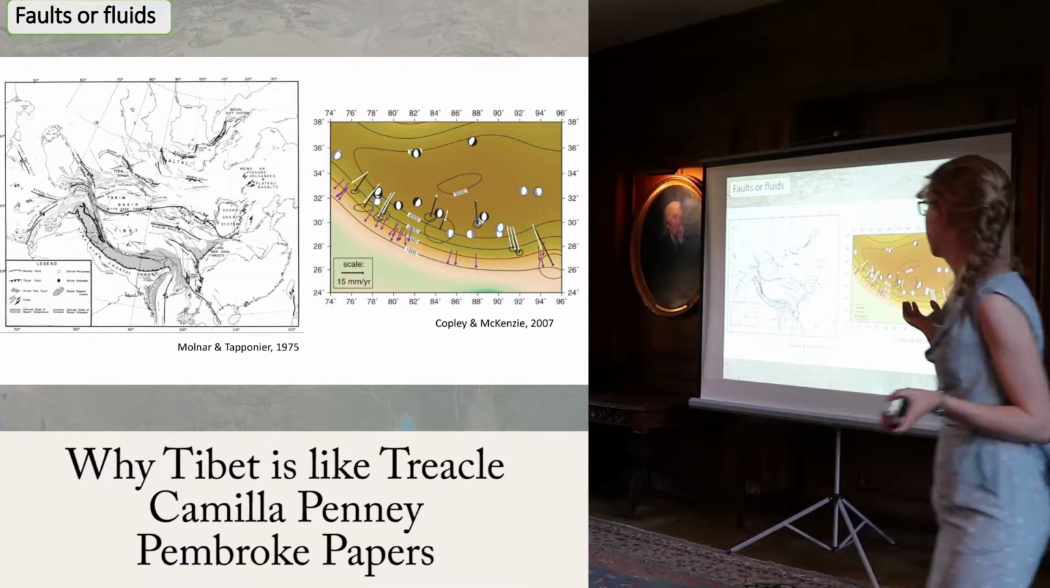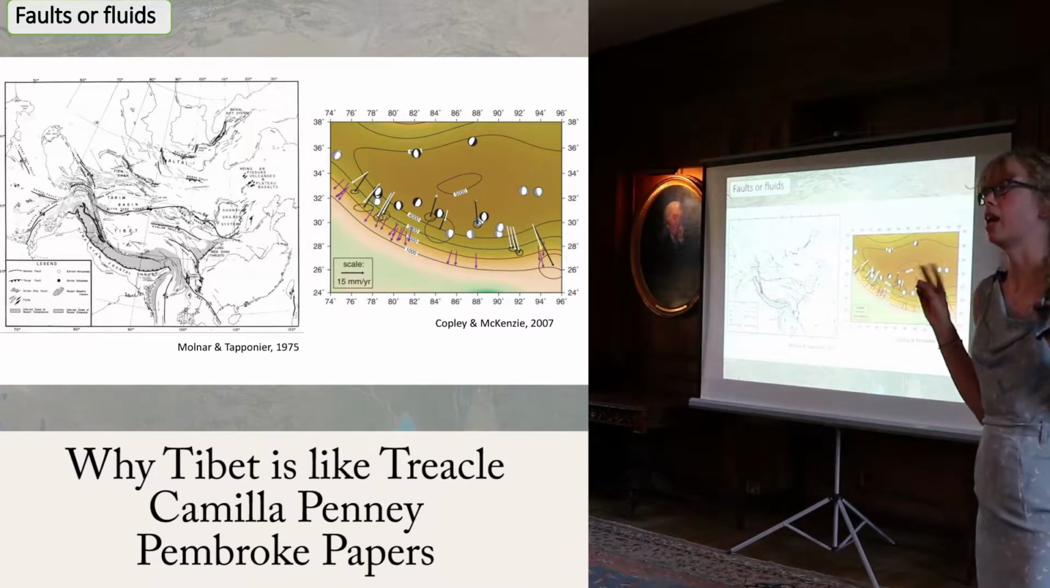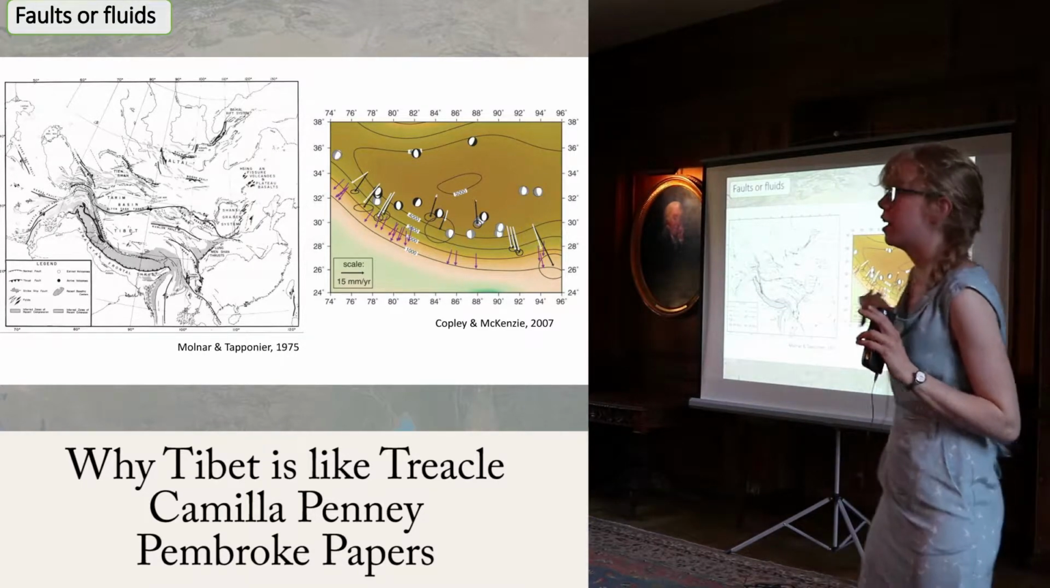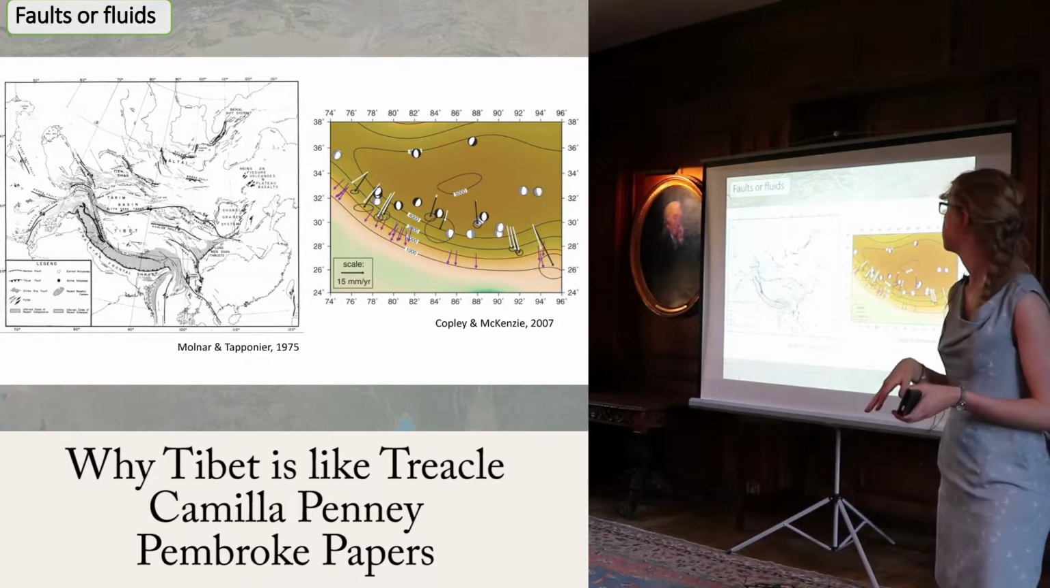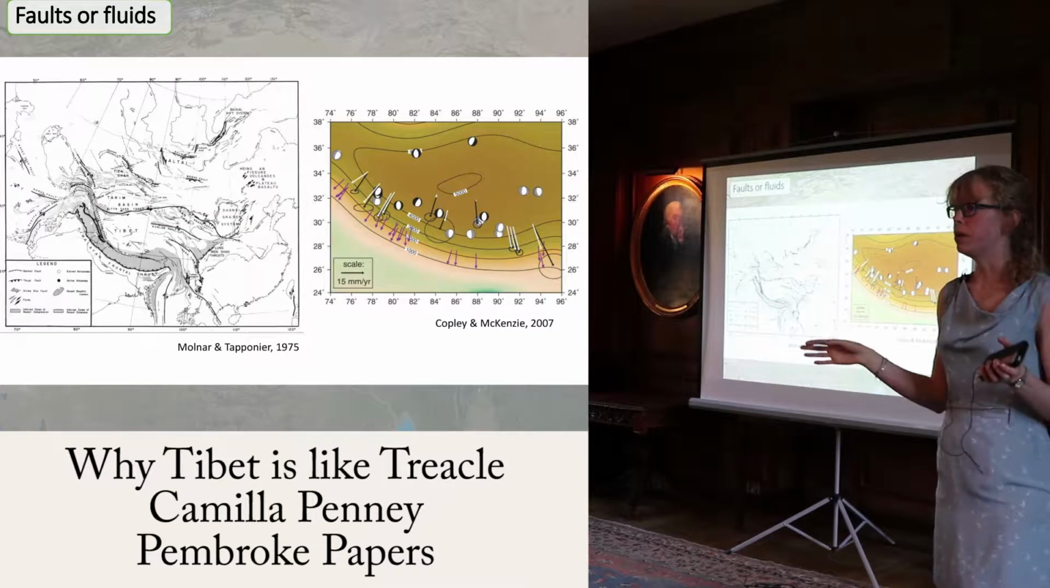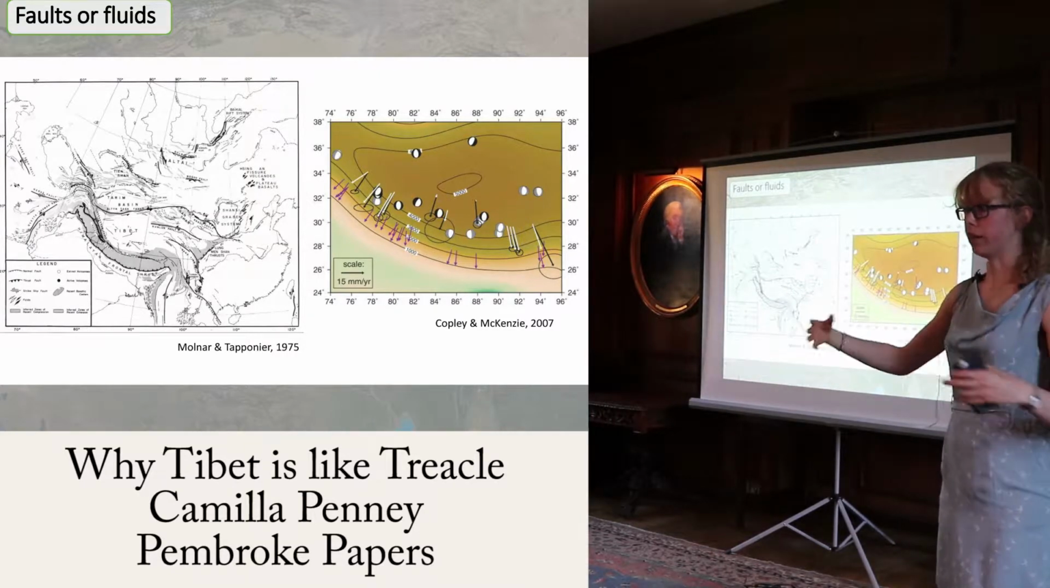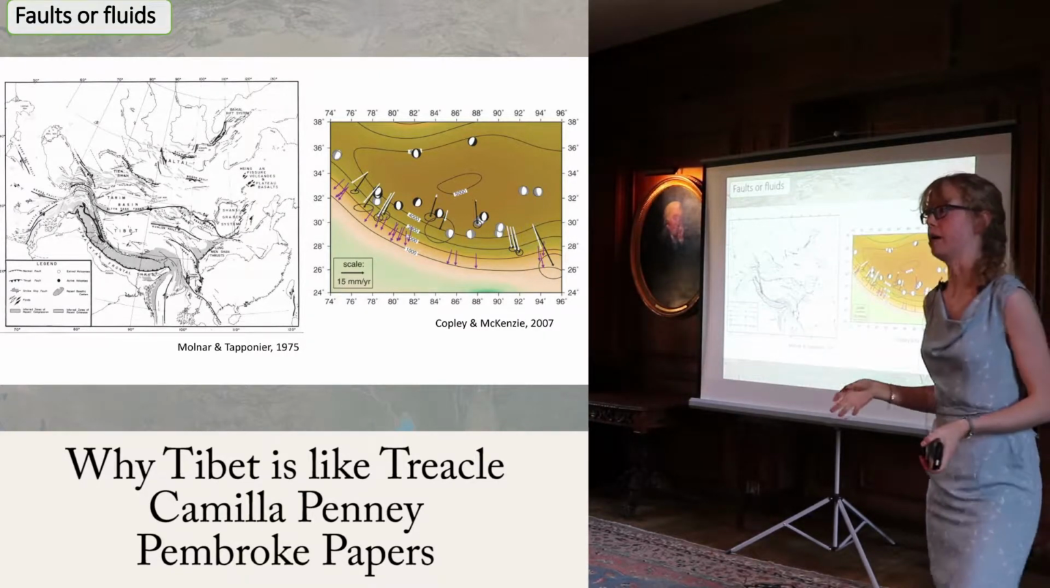So an alternative suggestion is to view it with fuzzy glasses. This is the long wavelength topography of Tibet, just ignoring everything that happens at small scales. And then when we're thinking at length scales that are much longer than these faults, we can start to think about it as a fluid.